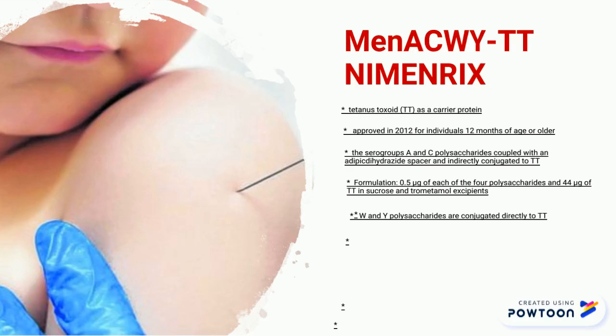Nimenrix is a quadrivalent meningococcal conjugate vaccine comprising N. meningitidis capsular polysaccharides for serogroups A, C, Y, and W using tetanus toxoid as a carrier protein. It was approved in April 2012 by the European Medicines Agency as the first quadrivalent vaccine against invasive meningococcal disease to be administered as a single dose in individuals from 12 months.